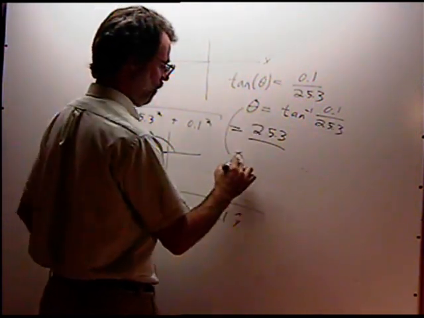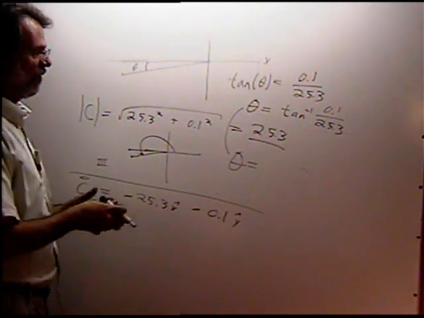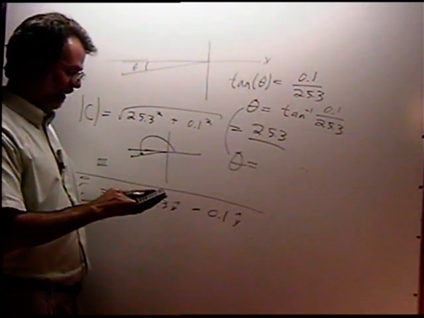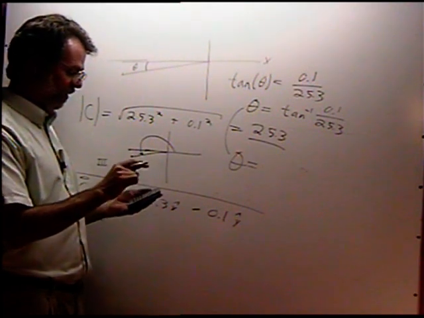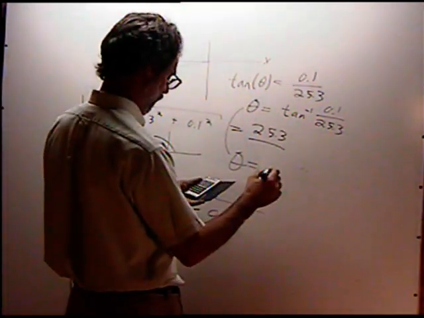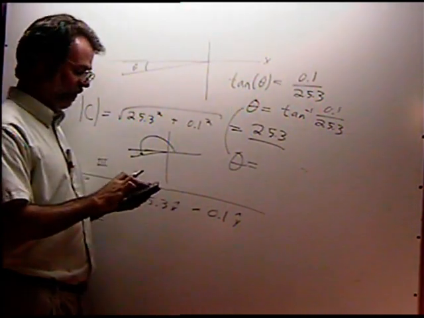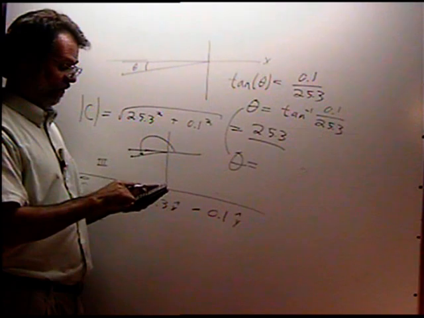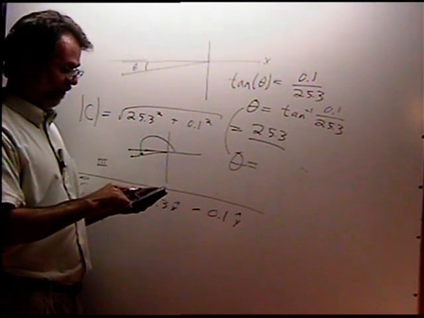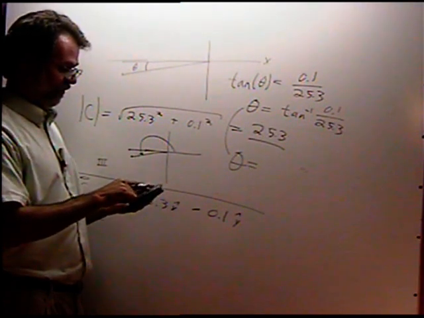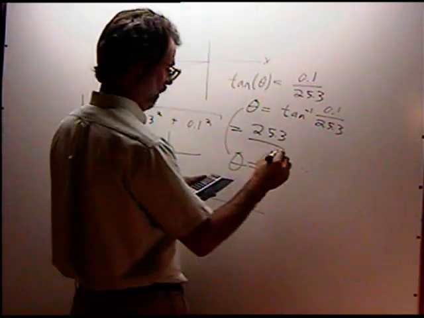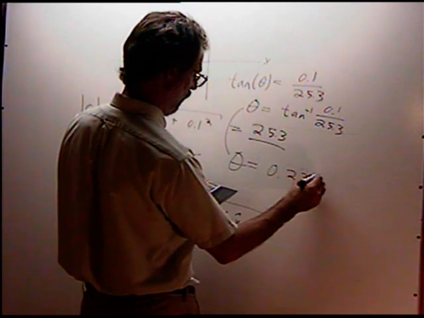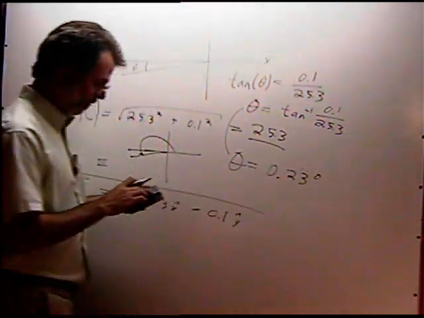So that angle is the inverse tangent of 0.1 divided by 25.3. If I use my calculator, I get, whoops, I flipped it to radians. Let me flip it back to degrees. I want it in degrees. 0.1 divided by 25.3, inverse tangent, and I get 0.23 degrees.